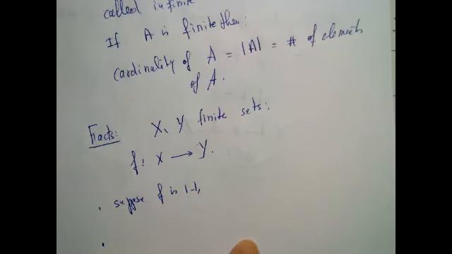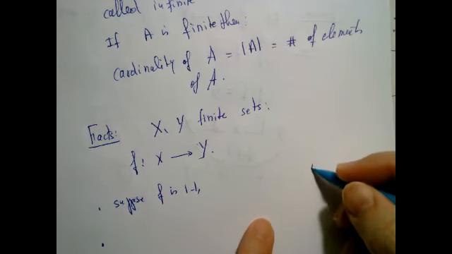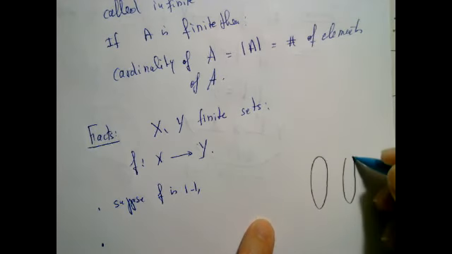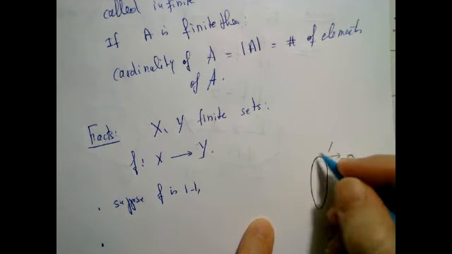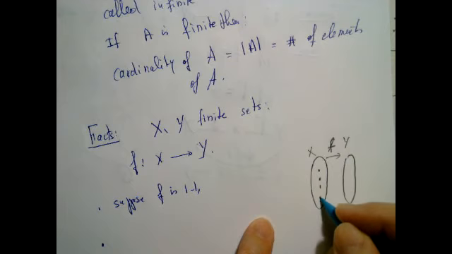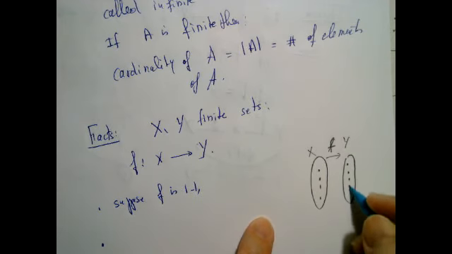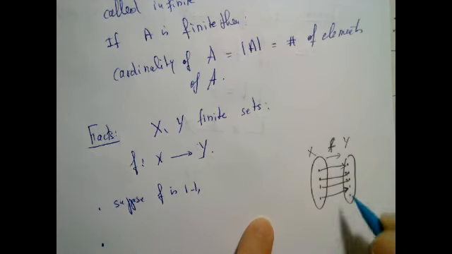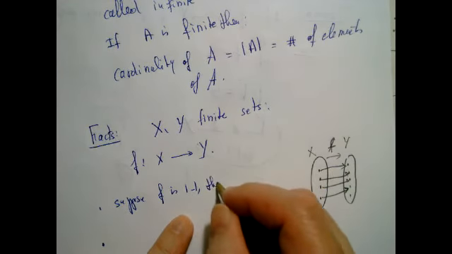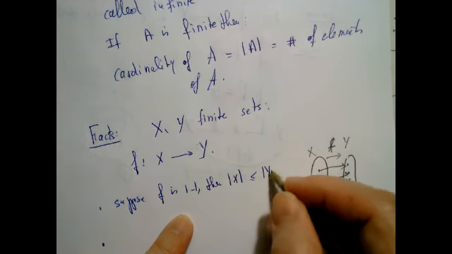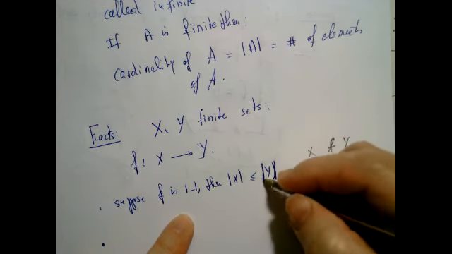Why no? If it's only one-to-one, it's from X to Y, and it's my f. 1, 2, 3, 4, 1, 2. You'd have to say that Y is greater than or equal to X. Right. If it's one-to-one, it's not necessarily equal. If it's one-to-one, then the number of elements in X is less than or equal to the number of elements in Y.